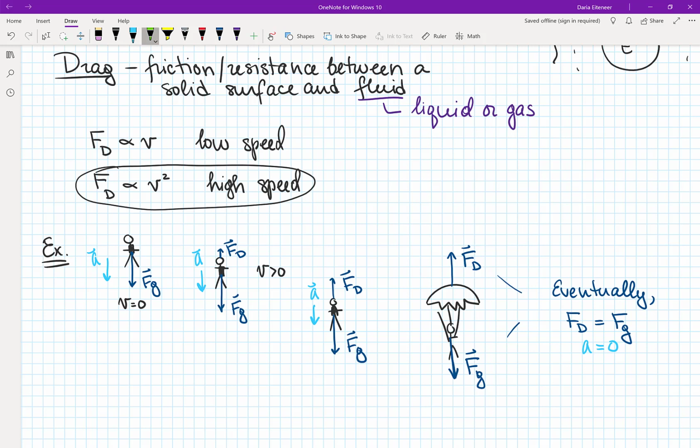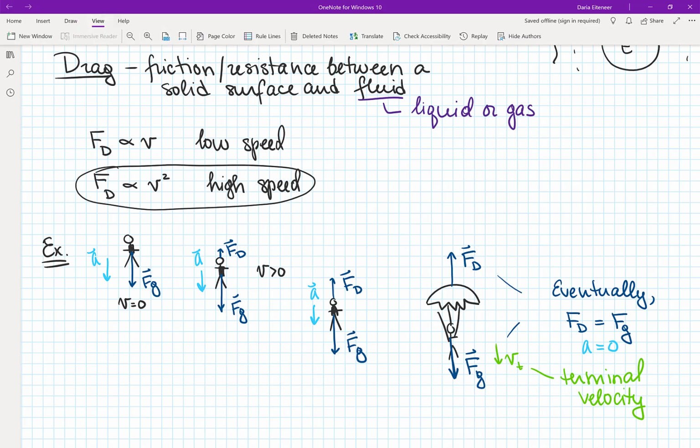So that speed at which that happens, I'll call this Vt. This is called terminal speed or terminal velocity. So that's the highest velocity that an object can accomplish, and that only happens when force of drag is equal to force of gravity.